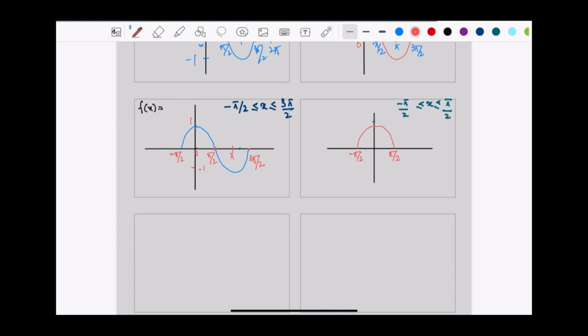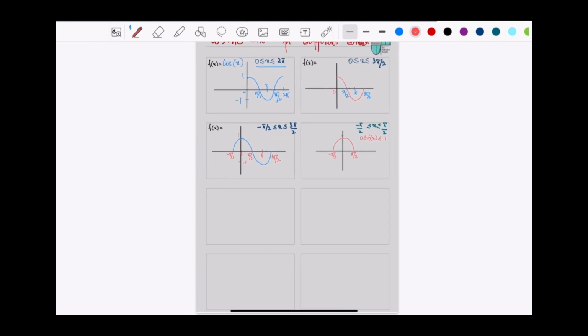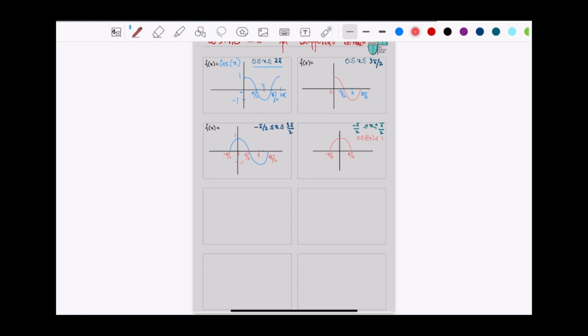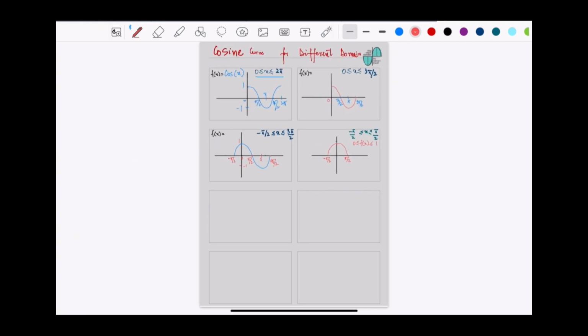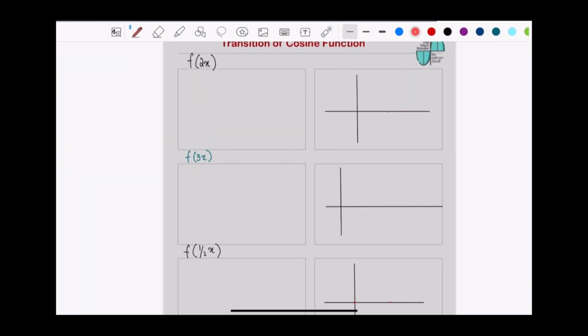The range of this function is 0 is less than or equal to, I just write f of x, is less than or equal to 1. The graph does not reach the -1 part. You may try drawing with other variations of the domains and check for yourself as well. Alright, so let's look at some other variations.